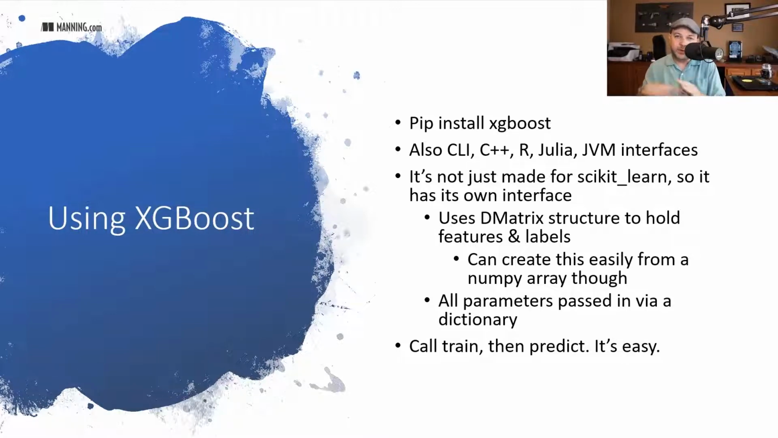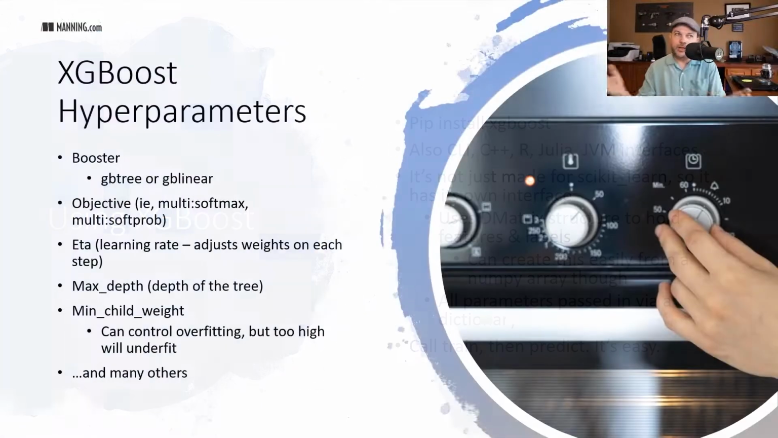And because it is more general, it's not just for scikit-learn. It doesn't have a scikit-learn specific interface. So because of that, that's why we need to convert things to that DMatrix structure, because that's what its native API is using to hold the features and label data. But as we saw already, that's very easy to do from a NumPy array within scikit-learn. It's not a big deal. It's just an extra line of code. You pass in all the parameters via a dictionary like we saw. It's very easy to use. You just call train on it, then you call predict on it, and you're done. Super easy to use.